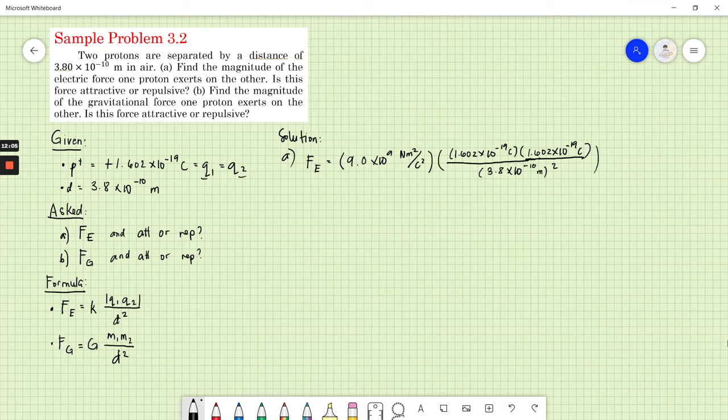There you go. Okay, so just plug that in on your calculator and you would get that the magnitude of your Fe is actually equal to 1.6 times 10 raised to negative 9 newtons. And is this attractive or repulsive? We know that these are two protons. Two protons are both positive. Two same signs repel. So this is a repulsive force. Okay, next let's solve for B.